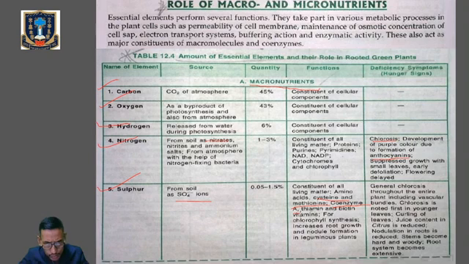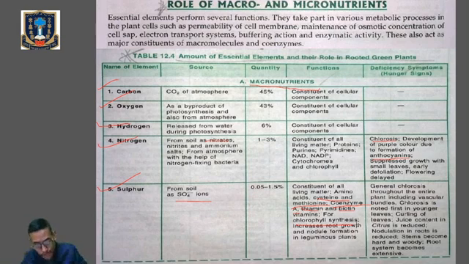Next, it is present in coenzyme A, also in thiamine and in biotin. This sulfur will increase the root nodule formation, and also help in the development of root in case of leguminous plants. It's also essential for the synthesis of chlorophyll, and it is a constituent of ferredoxin and some lipids of chloroplast. So this is the role or function of sulfur.